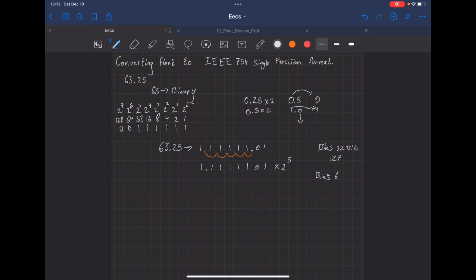If this was 64-bit, the bias would be 1023. But this is 32-bit, so we'll just ignore that. Going forward, we're going to take the exponent and add 127 to it. So we simply add 127 plus 5, and that gives us 132.